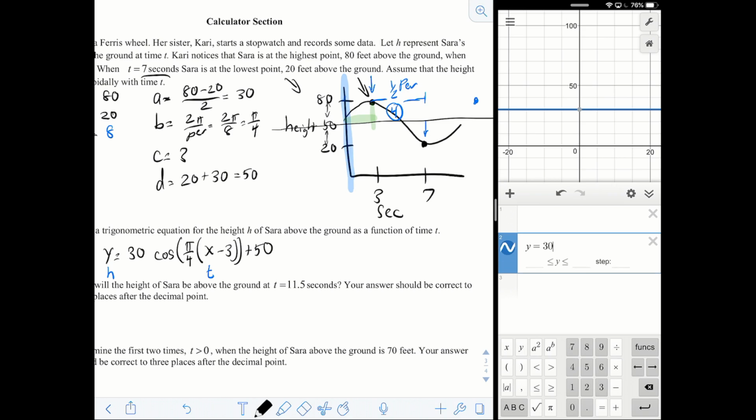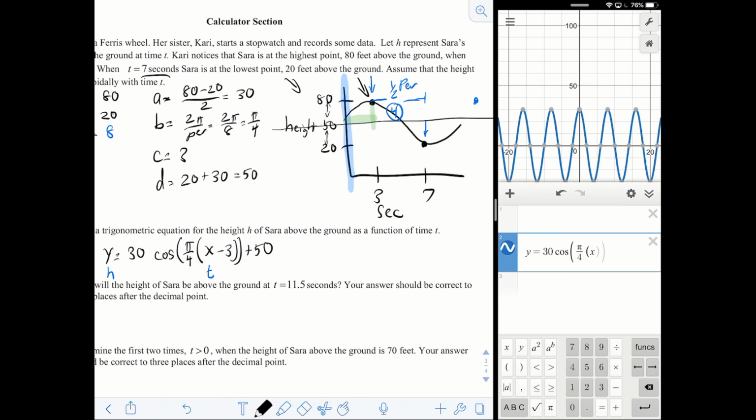Okay, so write down my equation. Y equals 30 cosine, parentheses. So I'm going to write pi divided by 4, open parentheses, x minus 3.